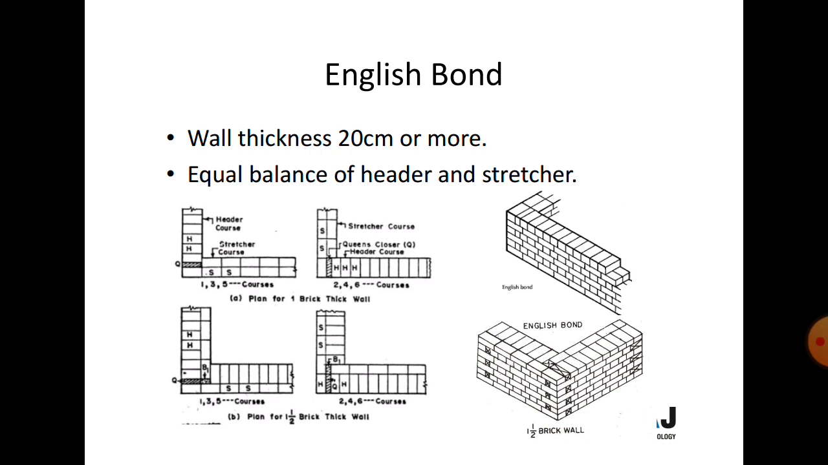Now if it is a 1.5 brick thick wall, in the first course we put a stretcher on the face side and a header inside, and in the second course we put a header above the stretcher, and on the back side a stretcher is provided. So the English bond is generally used, with maximum use in construction.